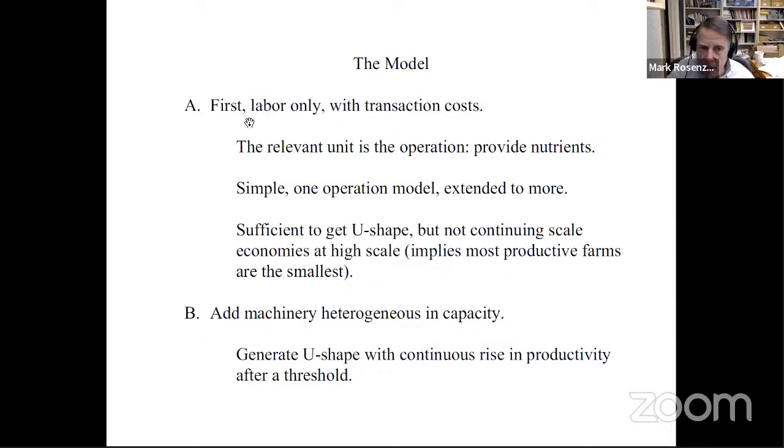I'm going to show you that in this model, with labor being the only input but incorporating transaction costs, we can obtain the U-shape in a particular way. After we look at that model, we're going to add machinery capacity that's heterogeneous. When we do that as well, we're going to generate a U shape that looks like what we observe in the world. For very low scales, we get the inverse, but as we increase the scale, we get an ever increasing productivity per acre.